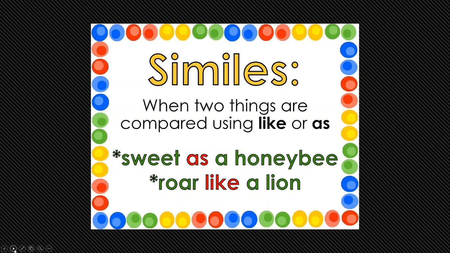Verlede week het ons ook na vergelykings geloer. Kan jy nog onthou wat is 'n vergelyking in Engels? 'n Vergelyking in Engels is 'n simile. Let's revise what a simile is. Similes are when two things are compared using the words like or as. Like or as are the two words that you should be on the lookout for. They will tip you off that you are working with a simile.